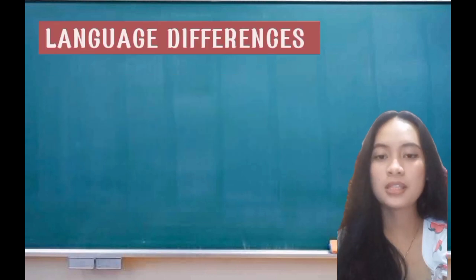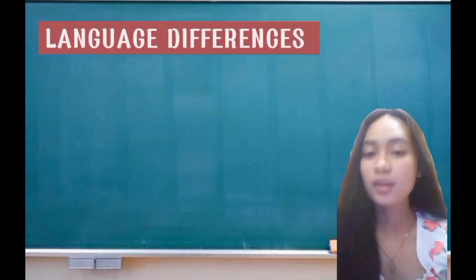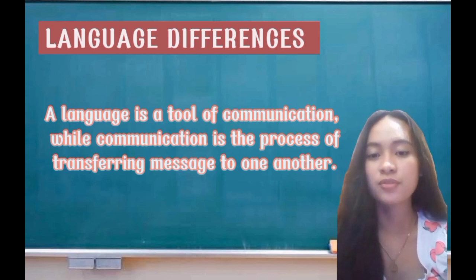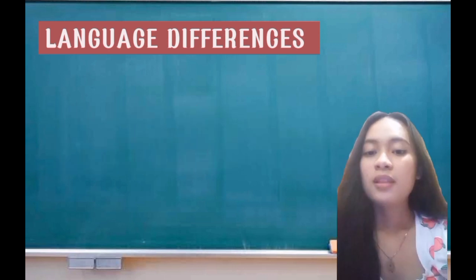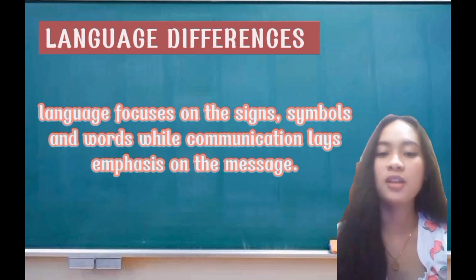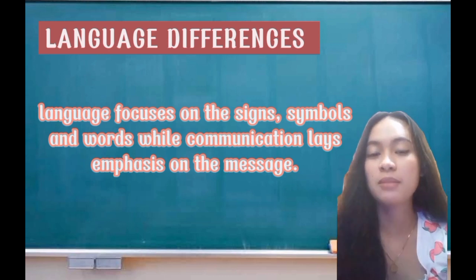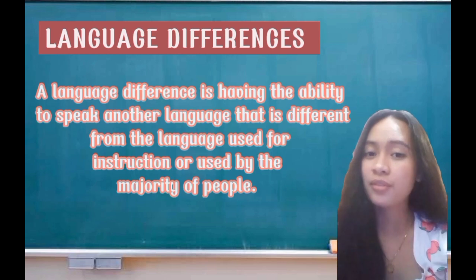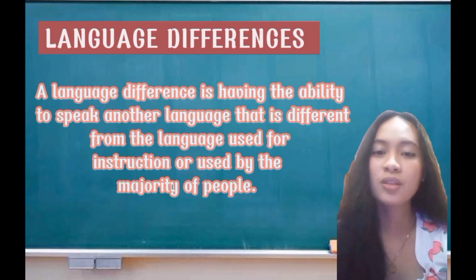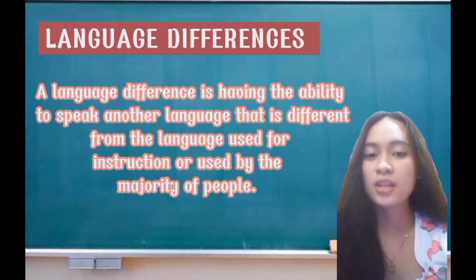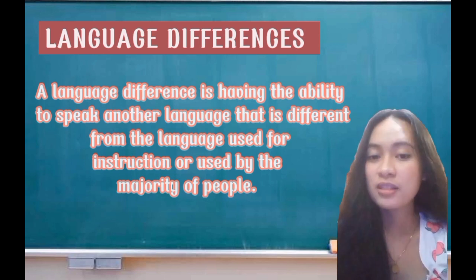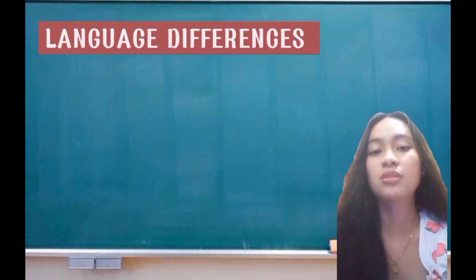Okay, so the first one is language differences. A language is a tool of communication, while communication is the process of transferring messages to one another. Language focuses on the signs, symbols, and words, while communication lays emphasis on the message. So a language difference is having the ability to speak another language that is different from the language used for instruction or used by the majority of people. Language differences are not an indication of language disorder.